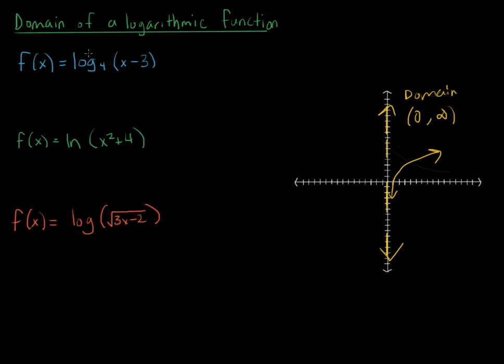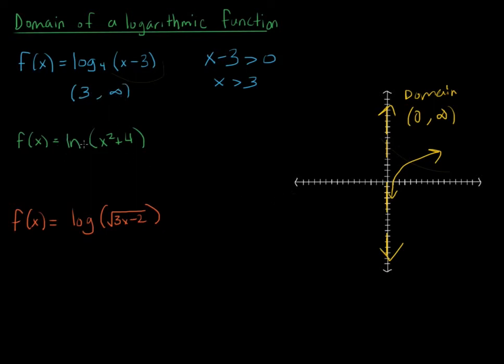So here, the base doesn't matter, but the input into the logarithmic function needs to be positive, right? Greater than 0. So you can write an inequality. X minus 3 needs to be greater than 0. So x needs to be greater than 3, which means that the domain is from 3 to infinity. Okay, let's try another example.